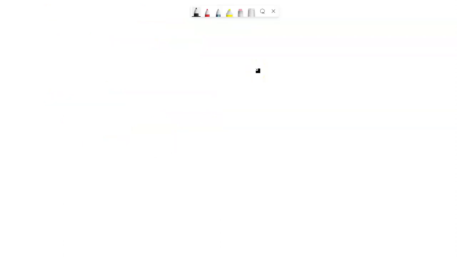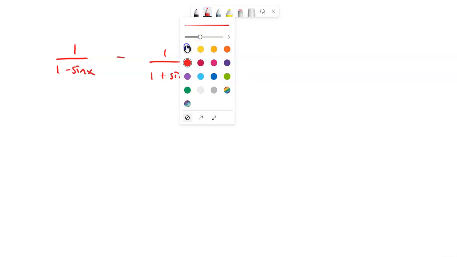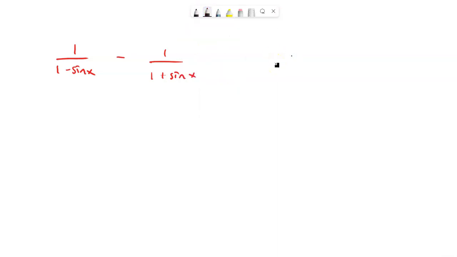All right, so from the other screen, we had a 1 over 1 minus sine x minus 1 over 1 plus sine x. And I would like to combine those into a common denominator. Well, the common denominator looks like it's going to be 1 minus sine, 1 plus sine. So here, let's multiply top and bottom here by 1 plus the sine of x. And let's multiply top and bottom here by 1 minus sine x.